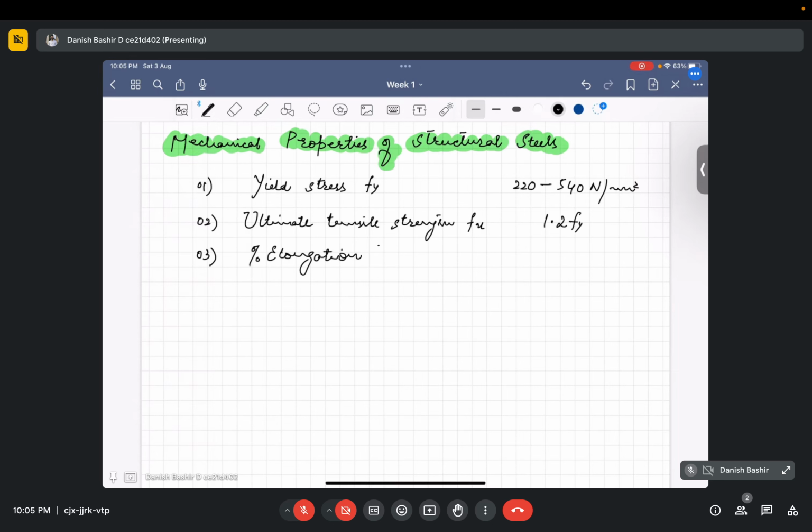Percentage elongation. I am writing down this value for low carbon steel because there are two types: low carbon steel and high carbon steel. For low carbon steel, the percentage elongation is 20%. Then another important property is the modulus of elasticity.